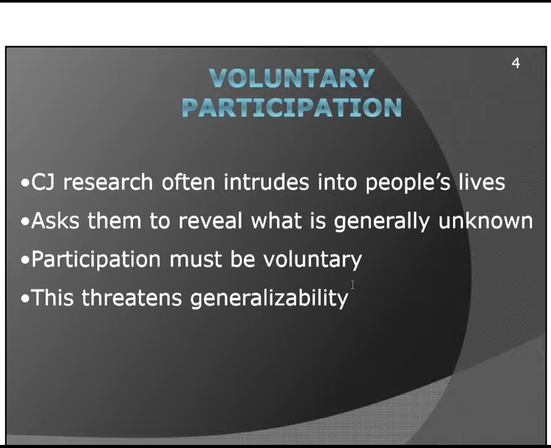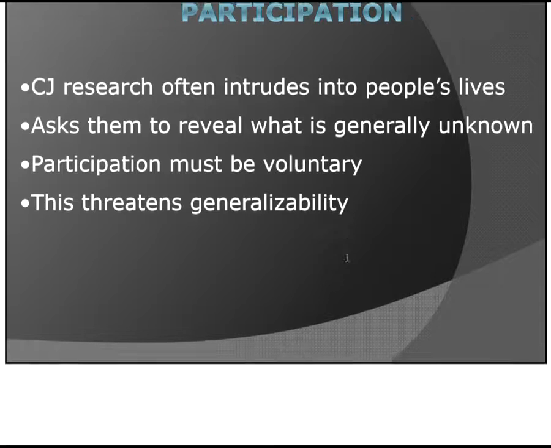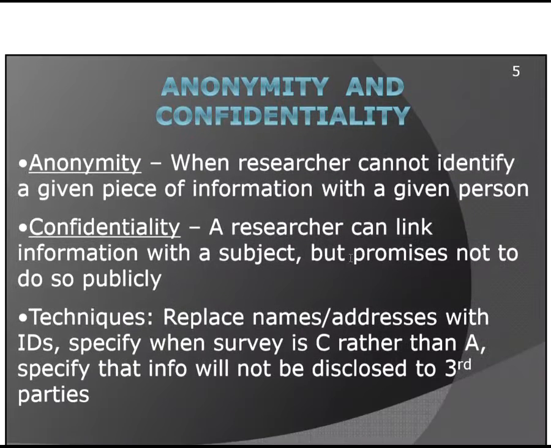One of the other key parts is voluntary participation. You can't force people to participate in your study. You can't force them to take your survey. You can't force them to participate in your experiment. You can't force them to do anything, pretty much. You can give them incentives and say, well, if you do this, I'll give you $20 or something like that, but you can't force them.